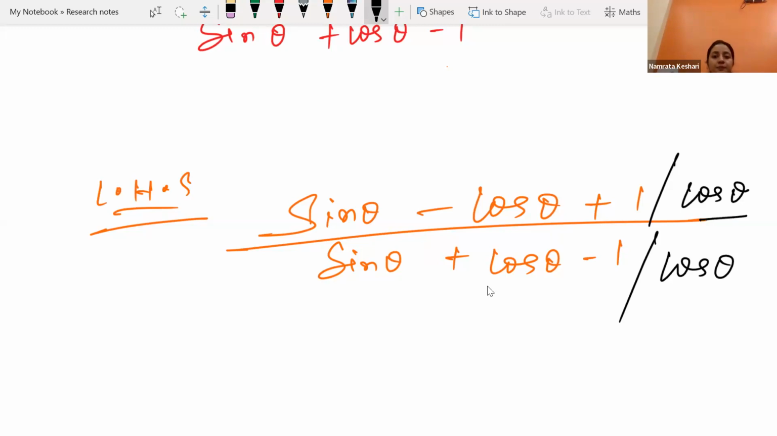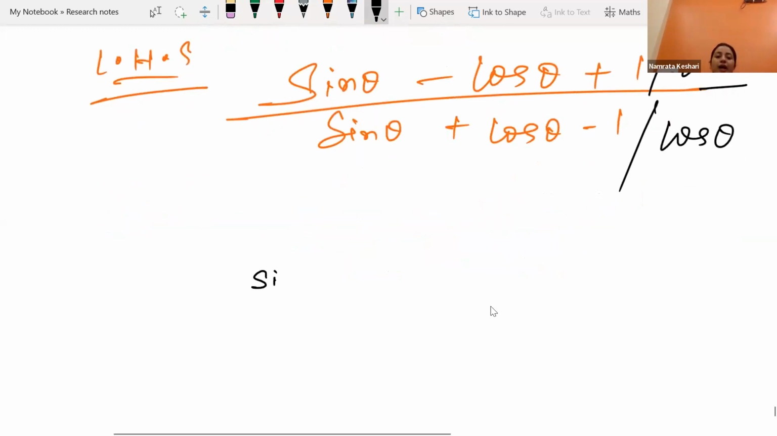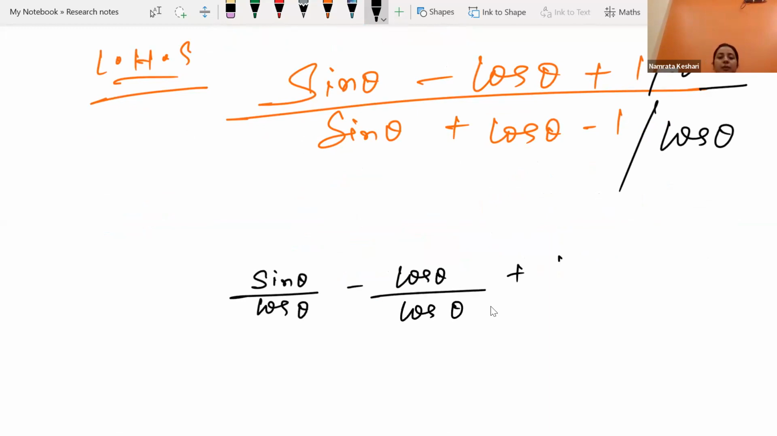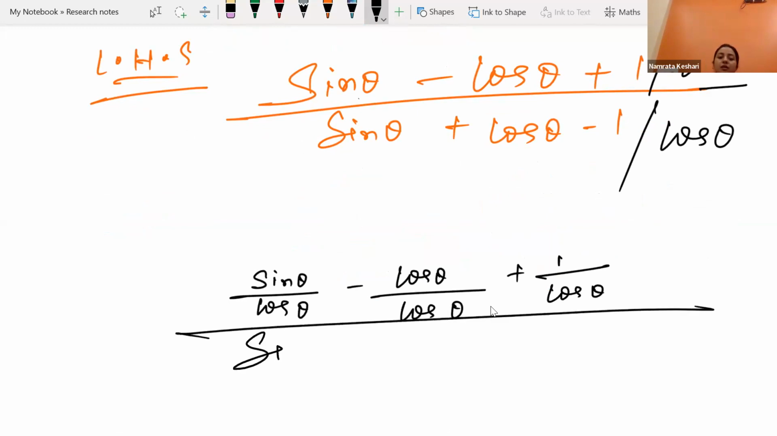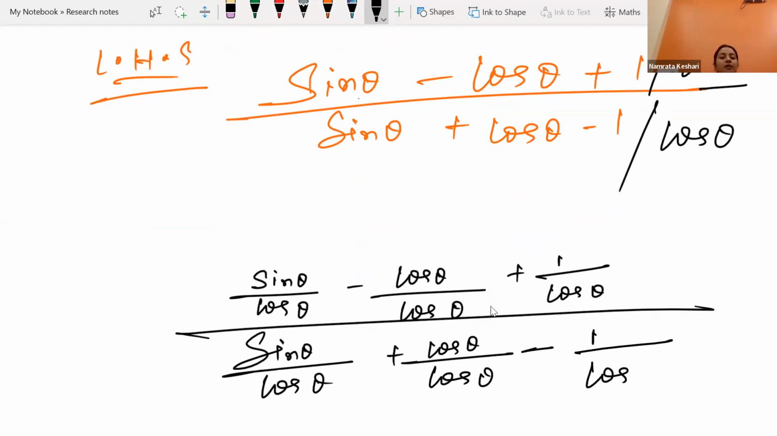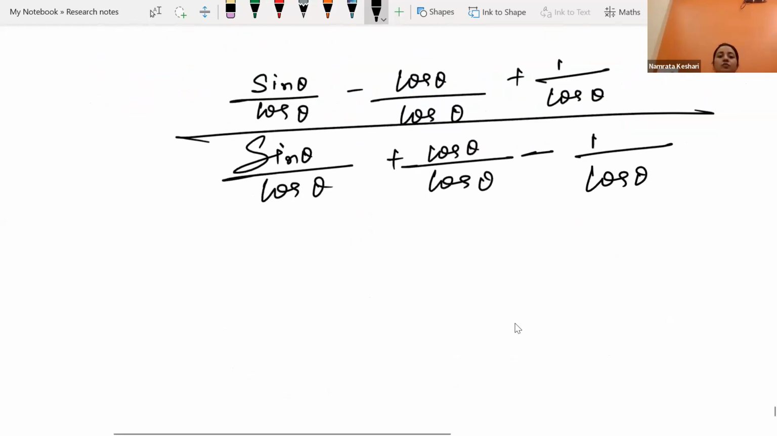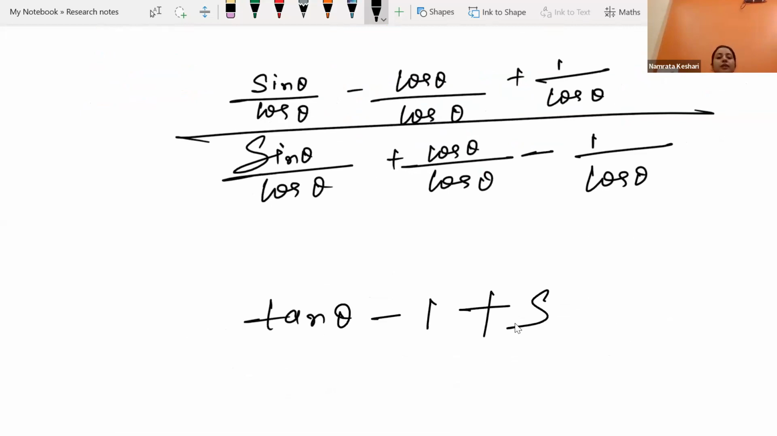So now we have sine theta by cos theta minus cos theta by cos theta plus 1 by cos theta. Similarly, here we have sine theta by cos theta plus cos theta by cos theta minus 1 by cos theta. Basically, we have divided the numerator and the denominator by cos theta. So we get tan theta, we get minus 1, and we get sec theta. Wow, we have created tan and sec.